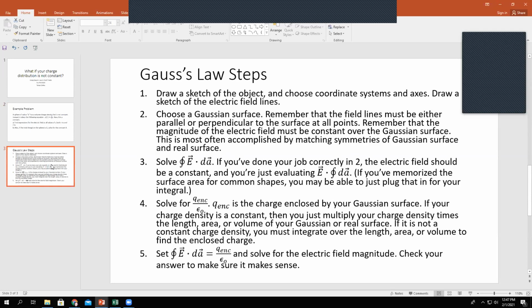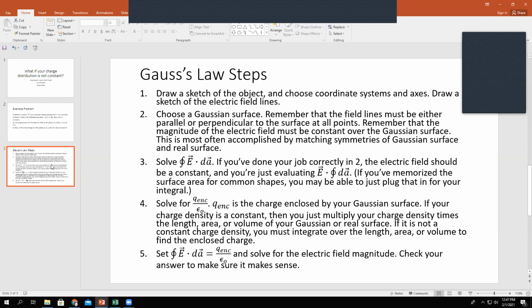Let me remind you of the steps for solving Gauss's law type problems. This is the way that I think of my Gauss's law questions every single time. The first thing I always do is draw a sketch of the object and choose a coordinate system and axes. The coordinate system may be dictated by the charge density. If I've got a spherical charge, I usually use spherical coordinates. If I have a charge that's a line or distributed along a cylinder, I use cylindrical coordinates. And if I have something like a plane or a box, then oftentimes I use Cartesian coordinates.